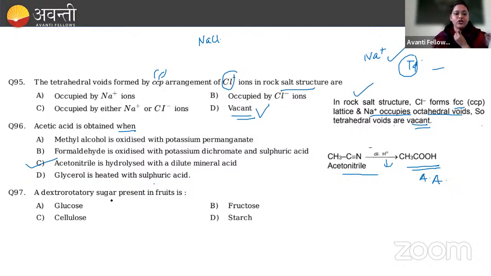Yeah, next, dextrorotatory sugar present in fruits is. You know, in fruits, the sugar that is present which is dextrorotatory, which is that? Yes, very simple: glucose, cellulose, fructose and starch. Can you tell me which sugar that is? Yeah, glucose. Please remember this, right?